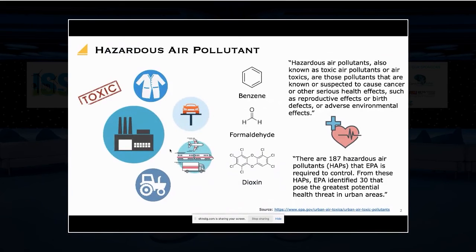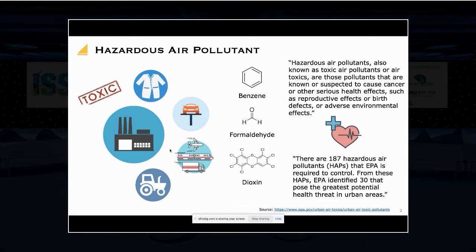So the first question is, what is a hazardous air pollutant, HAPs? People are more familiar with the criteria air pollutants, CAPs, but what is HAPs? HAPs is also known as the air toxics, which has severe adverse health impacts and environmental impacts.